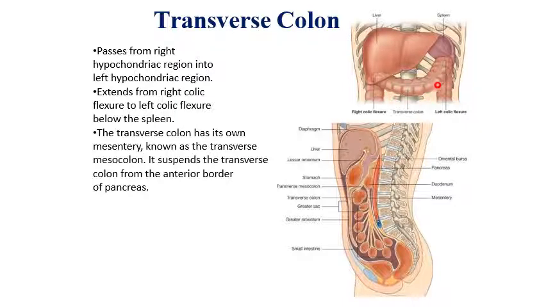Then the transverse colon has its own mesentery and it is known as the transverse mesocolon. And this transverse mesocolon suspends the transverse colon from the anterior border of pancreas. Anterior border of pancreas पर ये transverse mesocolon is attached.